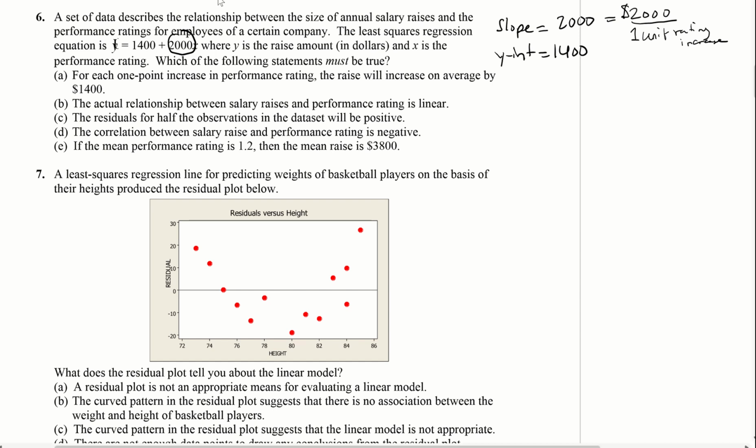All right, so this is incorrect because this says for each 1 point increase in the performance rating, the raise will increase on average by $1,400. They used a y-intercept here, not the slope, so this is incorrect.